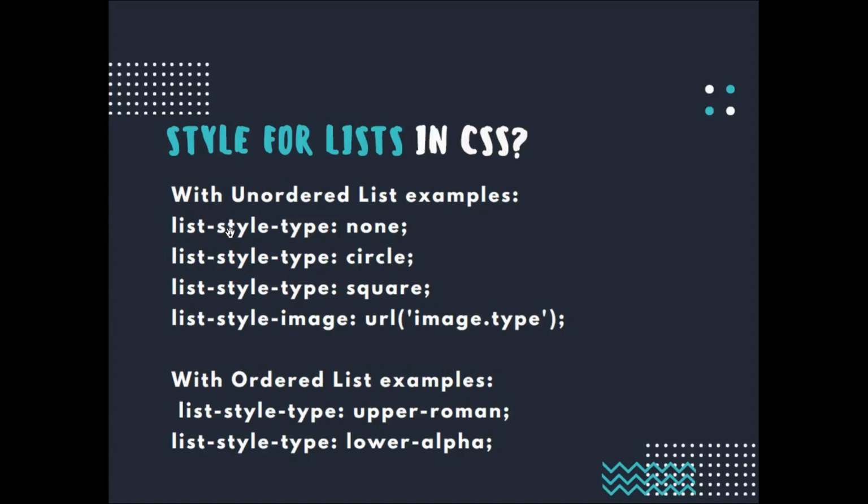The main property is list style type, and the unordered list could take none, circle, square, and some other geometric shapes. And it can also take a style image, which is any image that you basically want to give it. And we will of course see examples during the demonstration. Whereas ordered list will take list style type of things that are related to upper Roman, lower alpha, etc.